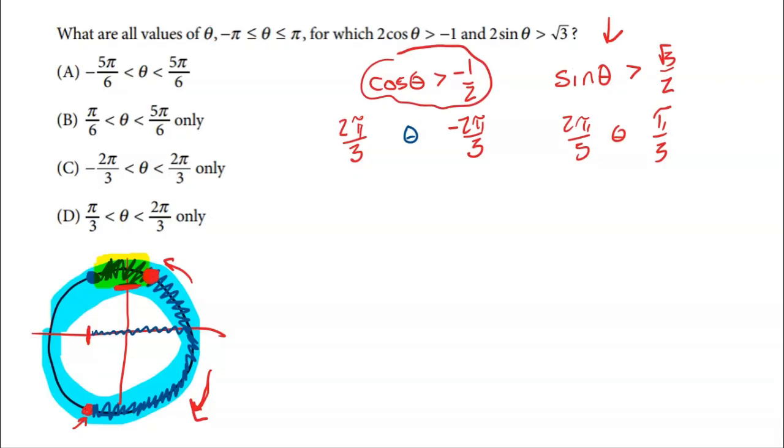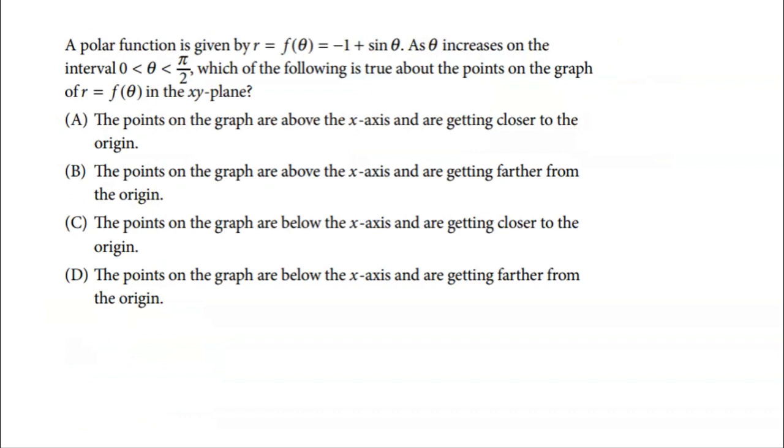Just to show you here, an angle like right here would have a cosine value greater than 1/2, but it would not have a sine value greater than radical 3 over 2. So that means my final answers are from the 2 pi over 3 right here to the pi over 3 right here, and that's going to be choice D there. So again, a pretty tough question, but hopefully I did a pretty good job explaining it. All right, this next one also deals with the polar function.